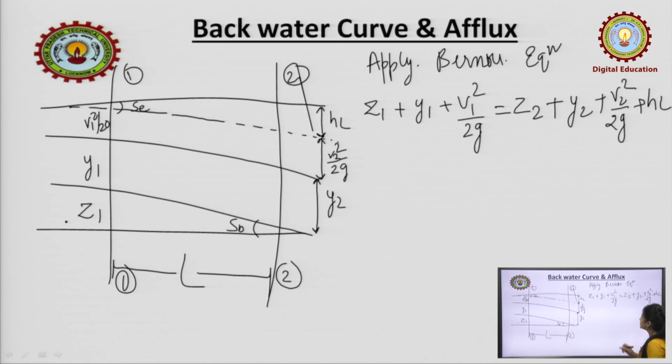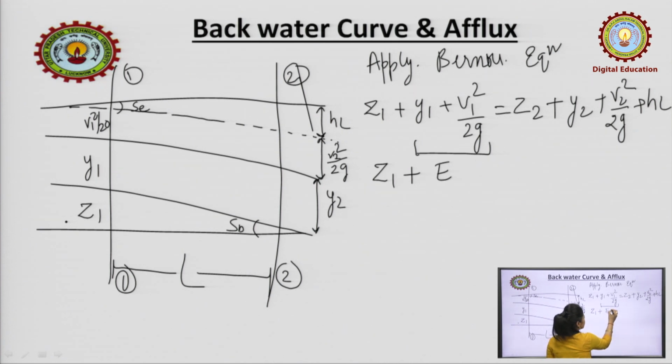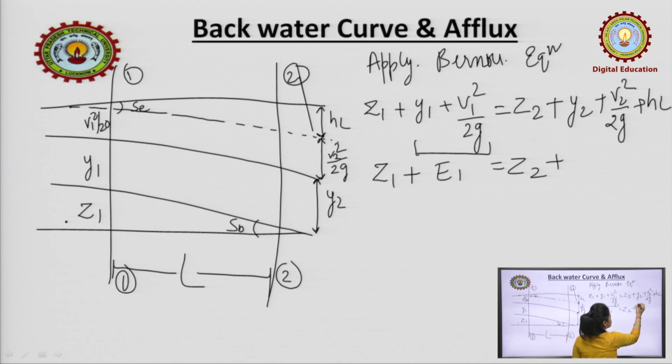Now, you can conclude what we can write. In our previous lecture, we studied specific energy. What is specific energy? It is the total energy equation calculated above the datum, not considering the datum. Since the terms are E of one section, we can substitute it as Z1 plus E1 equal to Z2 plus E2 plus HL.